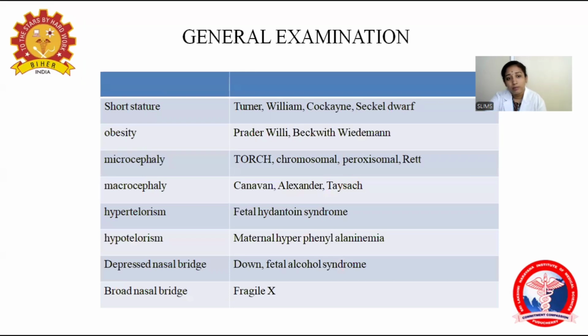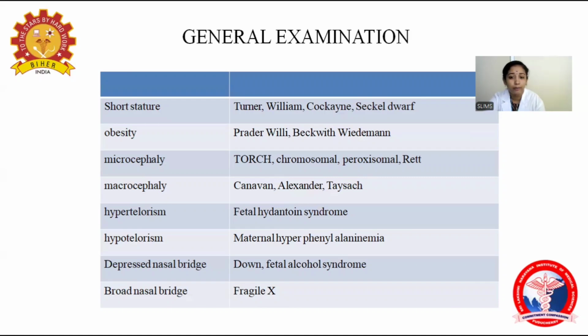And in the general examination, short stature could be seen in Turner syndrome, Williams, Cockayne, and Silver-Russell syndrome. Obesity in Prader-Willi syndrome, Beckwith-Wiedemann syndrome. Microcephaly in TORCH infections, chromosomal and peroxisomal disorders, Rett syndrome. Macrocephaly in Canavan syndrome, Alexander disease and Tay-Sachs disease. Hypertelorism, which is widely spaced eyes, is seen in fetal hydantoin syndrome.